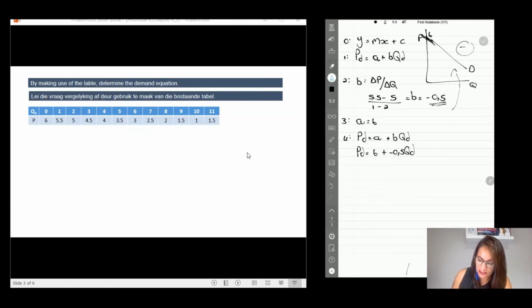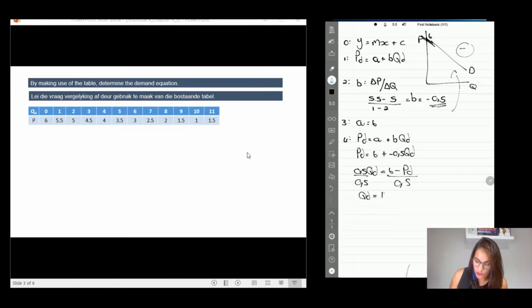Now you need to get the Q on the left hand side of the equation. So let's get that going. So it's 0,5 QD equals 6 minus PD. Divide so you can get Q alone. QD equals 12 minus, remember there's a 1 there, 1 divided by 0,5 is 2 PD. So that is the demand equation.